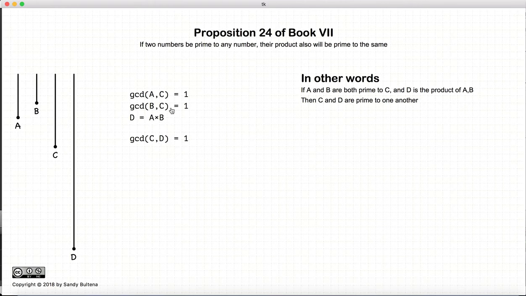So to recap, the greatest common divisor between A and C is 1. Greatest common divisor between B and C is 1. D is equal to A times B. This proposition states, if we're given these three conditions, then C and D will also be relatively prime.